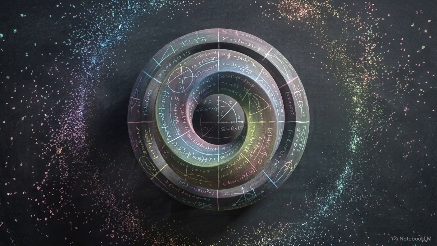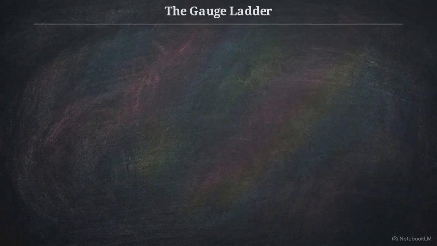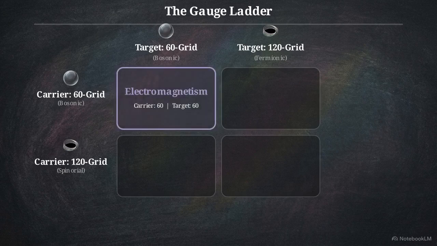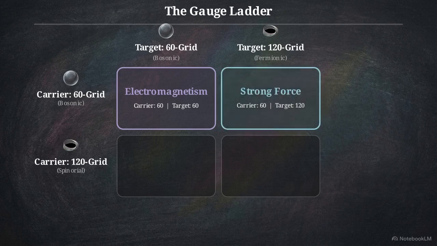Fundamental forces are defined by pairing a carrier grid with a target grid. Electromagnetism pairs a bosonic carrier with a bosonic target, filling the 60 to 60 slot. The strong force applies a bosonic carrier to confined fermions at the 60 to 120 position. The weak force involves a spinorial carrier acting on fermion transitions at the 120 to 120 slot.